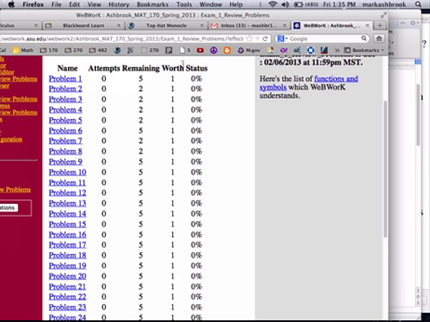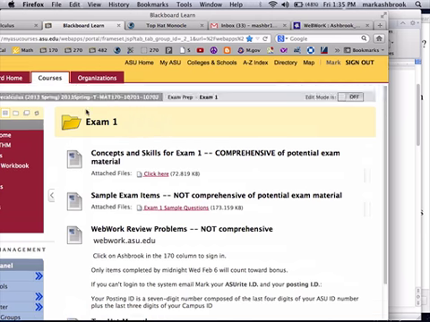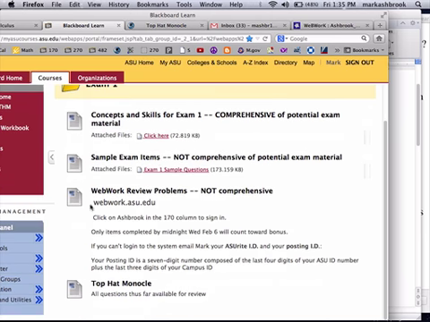Okay, so that's Blackboard. That's web work. And so again, the instructions for web work are posted in the Exam 1 folder on Blackboard. So all that information's there.